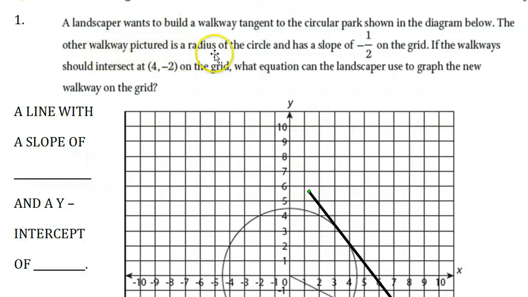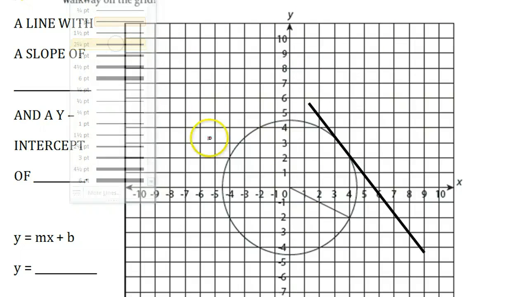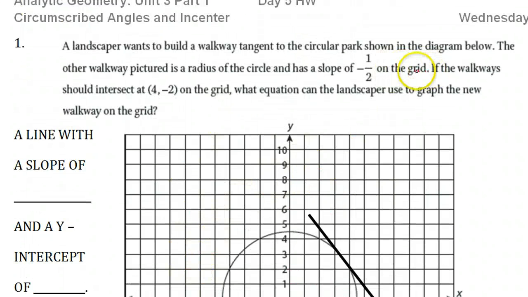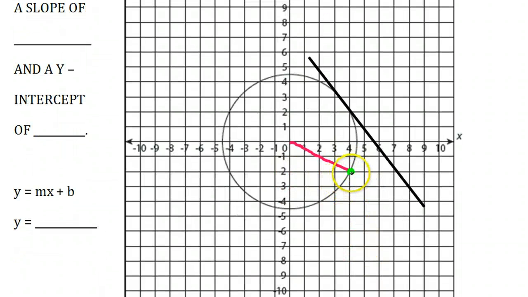Alright, so what else? The other parkway pictured is a radius of the circle and has a slope of -1/2 on the grid. So that walkway that they are talking about is this. And you can see the slope is -1/2. If the walkways should intersect at the point (4, -2), let's see, (4, -2) is right here. So our tangent walkway and this walkway are supposed to intersect right here. That means this green dot has to be the point of tangency.